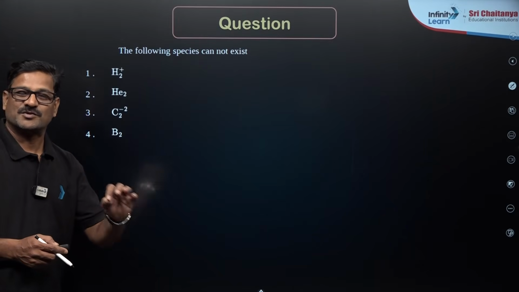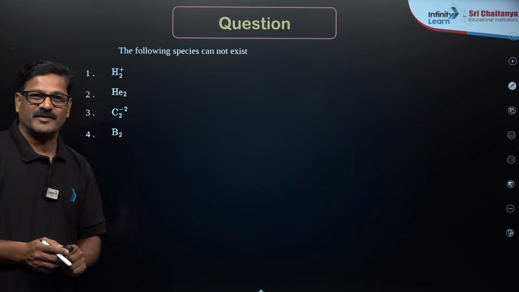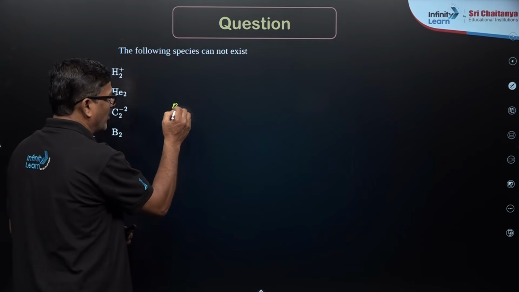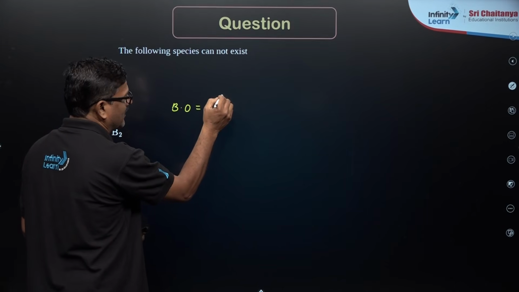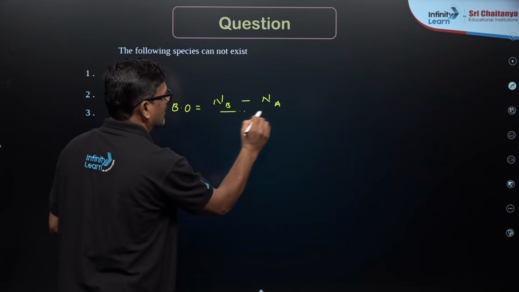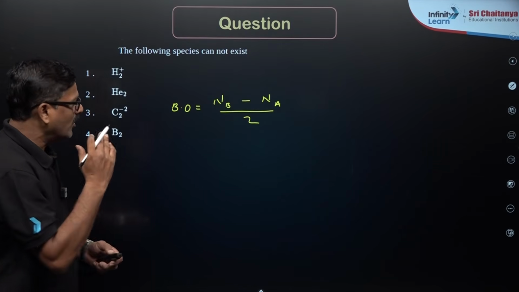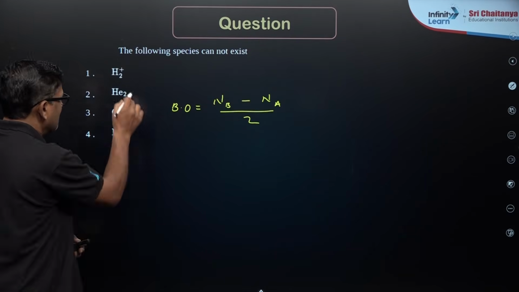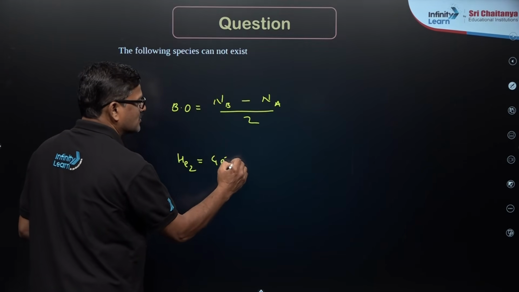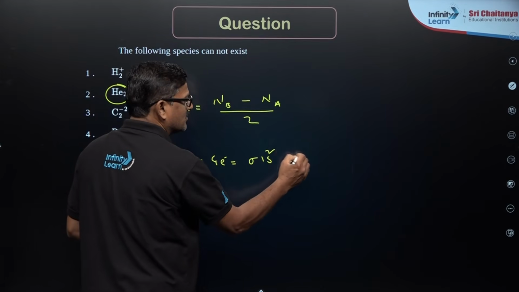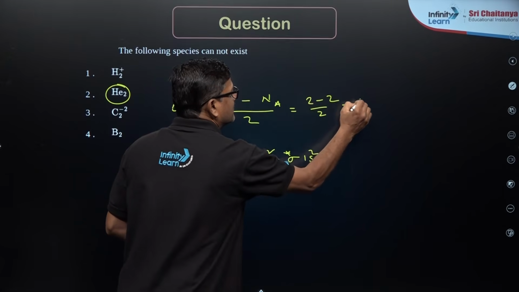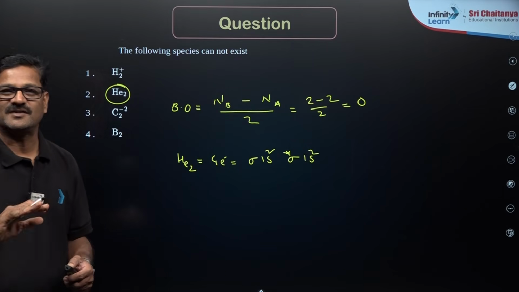It is a direct question from application of molecular orbital theory. The following species cannot exist. If the bond order is calculated by number of electrons in bonding molecular orbital minus number of electrons in anti-bonding molecular orbital by 2, and the bond order is 0, the molecule does not exist. If you take He2, it is going to be 4 electrons. It is going to be sigma 1s2, sigma star 1s2. So bond order calculated is 2 minus 2 by 2, which is 0. In such cases, these molecules never exist.